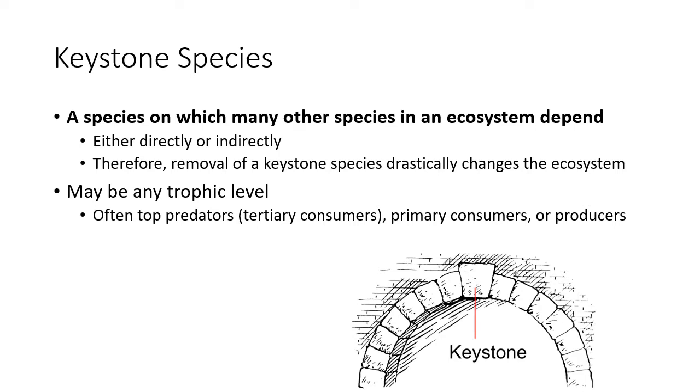So you'll have a trophic cascade, which is essentially a ripple effect throughout the trophic levels, throughout a food web, throughout an ecosystem. These keystone species can be at any trophic level, but we typically think about them as top predators, but we will often see them also as producers or primary consumers. And the analogy comes from an arch.